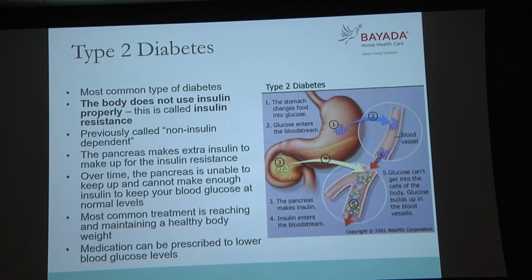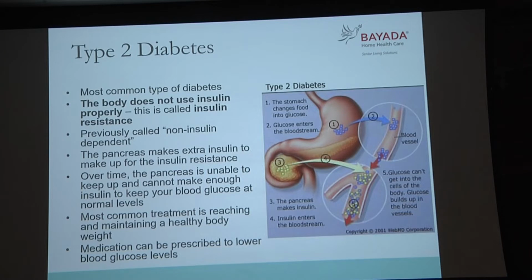It used to be called non-insulin dependent, but they came up with a better term to describe it, which was insulin resistance. So in this situation, the pancreas makes extra insulin to make up for the insulin resistance. And then over time, the pancreas is unable to keep up, and it cannot make enough insulin to keep your blood glucose at normal levels. That's why people with type 2 diabetes eventually might have to start using insulin pens or take insulin.